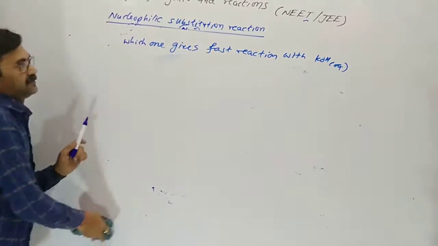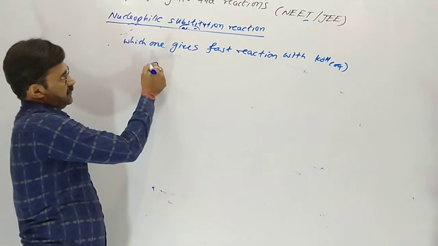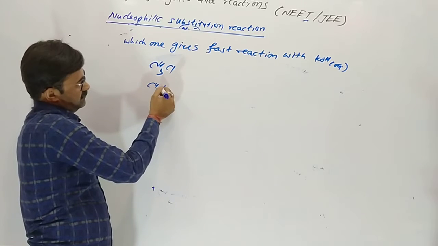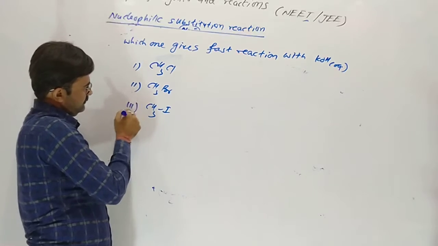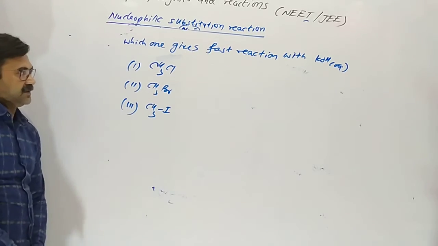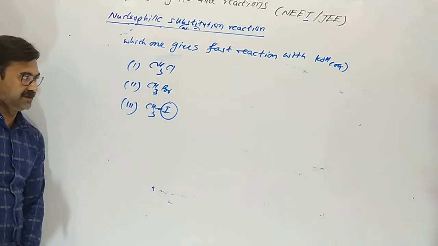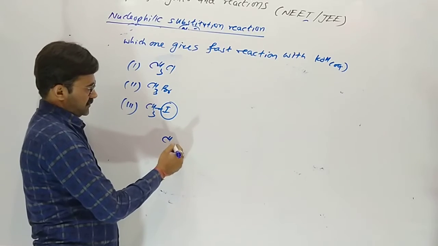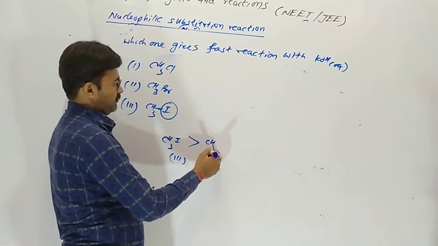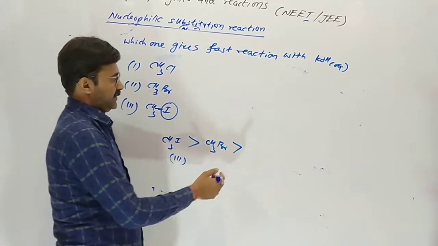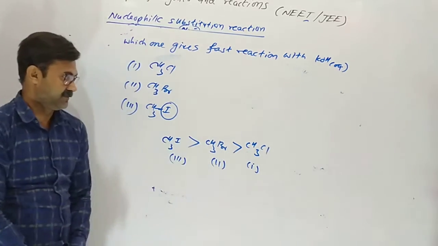Now, which one of the following gives a faster reaction? Chloromethane, bromomethane, and iodomethane. Decide. Here the methyl group is the same. So the bond between carbon and iodine is weak. So CH3I, the third one, gives faster. Then bromomethane, and then chloromethane gives a fast reaction.